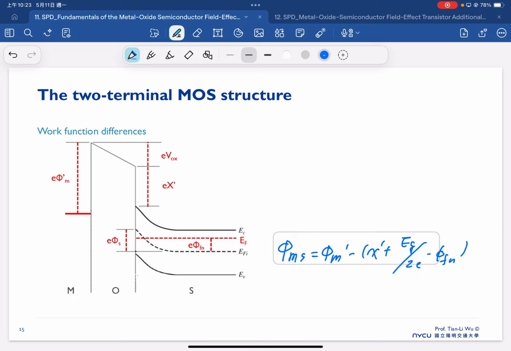Just base it on, as long as the band diagram is correct, and as long as you put in the parameters, the phi fn, E vo s, electron affinity, loss definition correctly, it's just a matter of the left equal to the right, and then you can always get these calculations right.